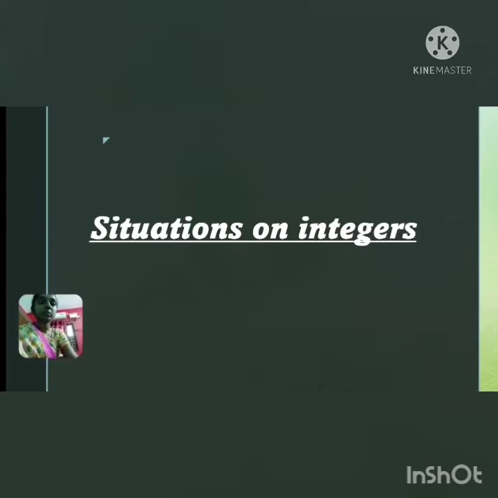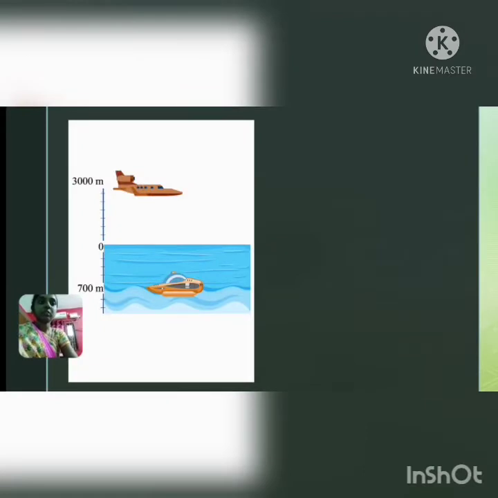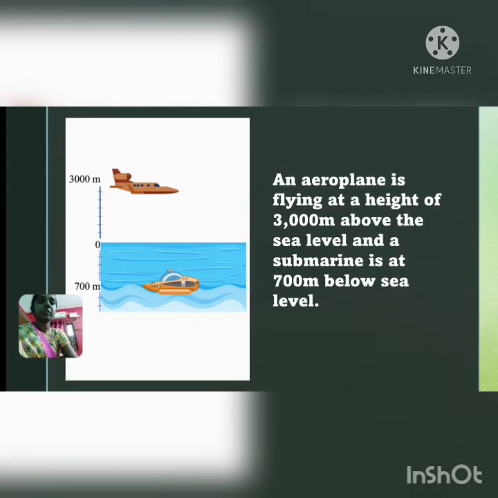Situations on integers. Now let us see a few applications or situations in which these integers are used in our real life. See this picture. This picture shows an aeroplane and a submarine. The aeroplane is flying above the sea level and the submarine is below the sea level. For instance, the aeroplane is flying at a height of 3000 meter above the sea level and the submarine is 700 meter below the sea level.